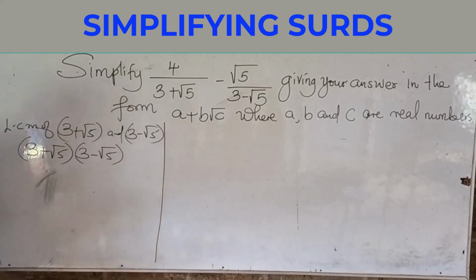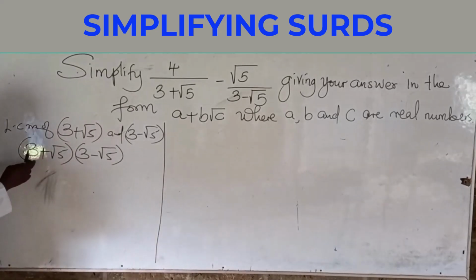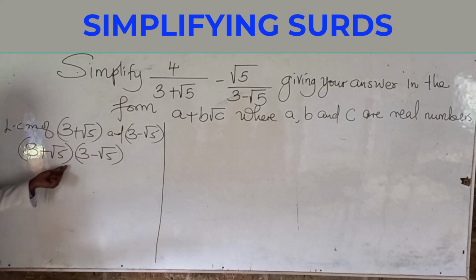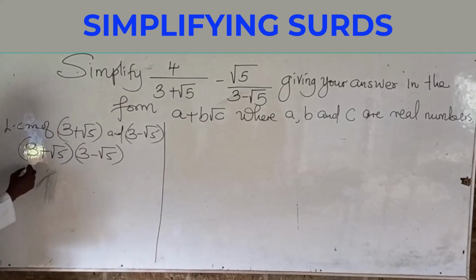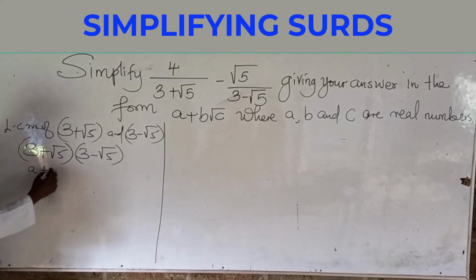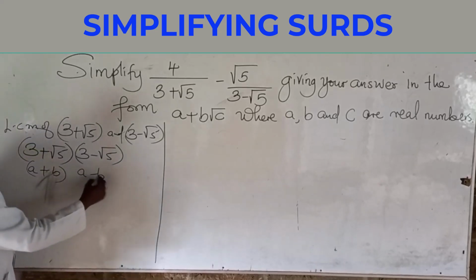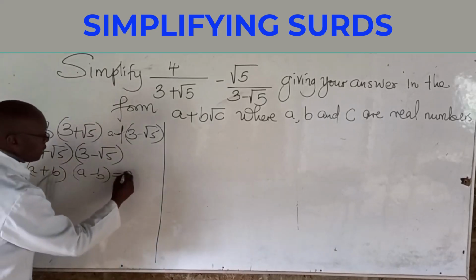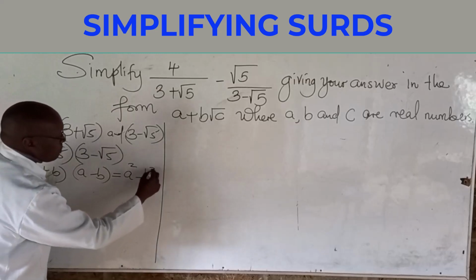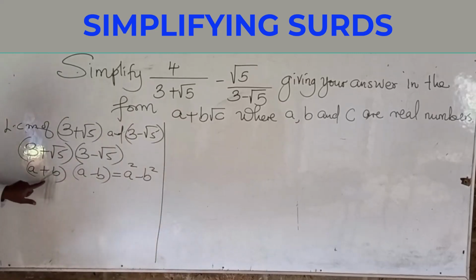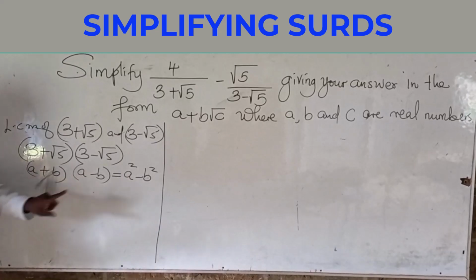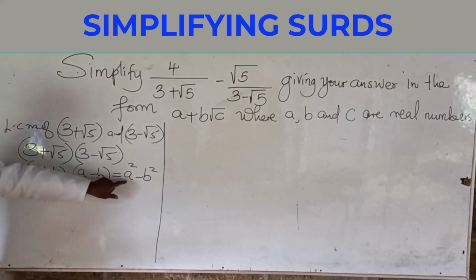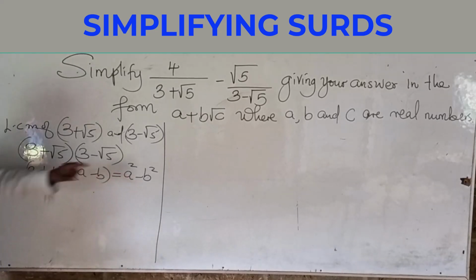Now observe this, 3 plus root of 5 multiplied by 3 subtract root of 5. This is a difference of two squares. Recall, if you have, for example, a plus b, a minus b, and you expand these, you end up getting a squared minus b squared. So if you compare the expression I've written here, a plus b, a subtract b, when you expand that, you get a squared minus b squared. This is what we refer to as the difference of two squares.